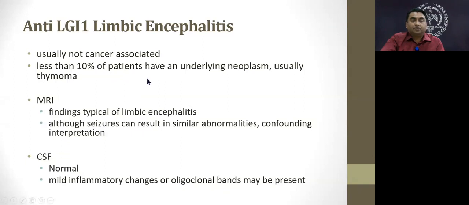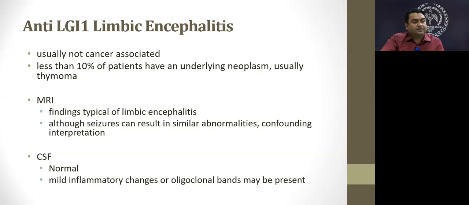These patients usually, less than 10%, have an underlying neoplasm, so it's not as commonly cancer associated as the previous illnesses discussed. MRI again would be typical of a limbic encephalitis. I think we'll have an image in the next slide.